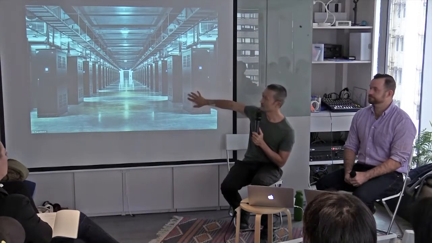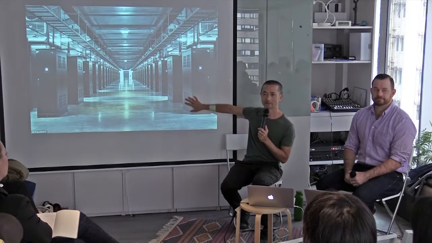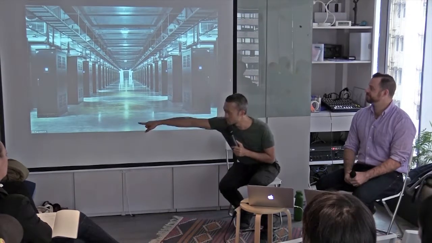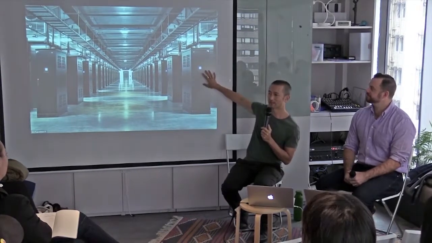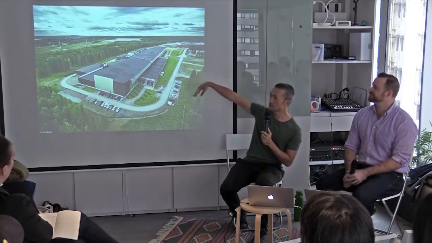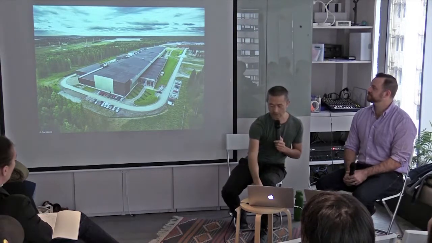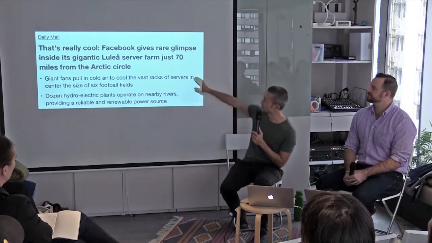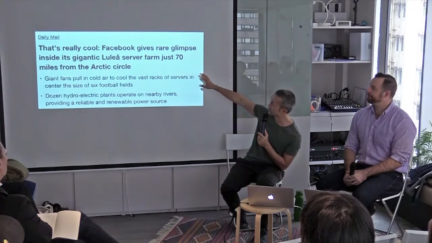Anyone know about this picture? So this is a server farm. You can see the corner. It's copyright Facebook. So this is Facebook's server farm. You have these huge fans to cool the servers down. Because they have multiple server farms, this one is outside the US. So possibly, some of our files are actually stored there. So this is a facility. That's how it looks. And this is from an article in 2016 from the Daily Mail. It says, that's really cool. Facebook gives a rare glimpse inside its gigantic Lulea server farm just 70 miles from the Arctic.